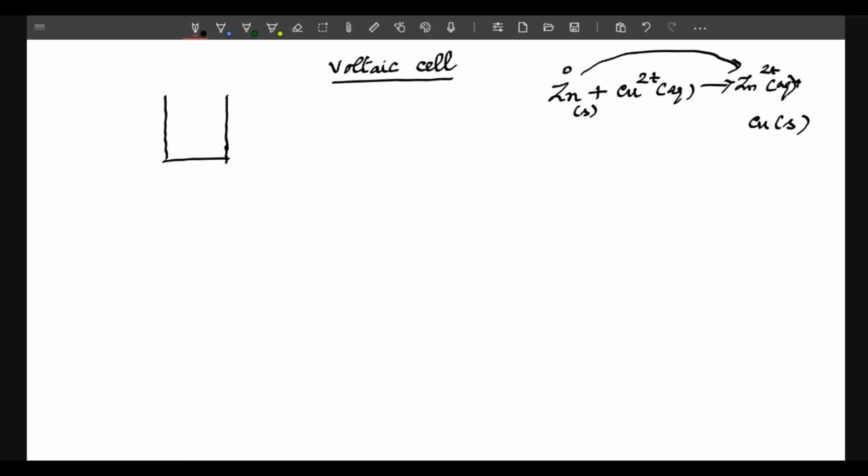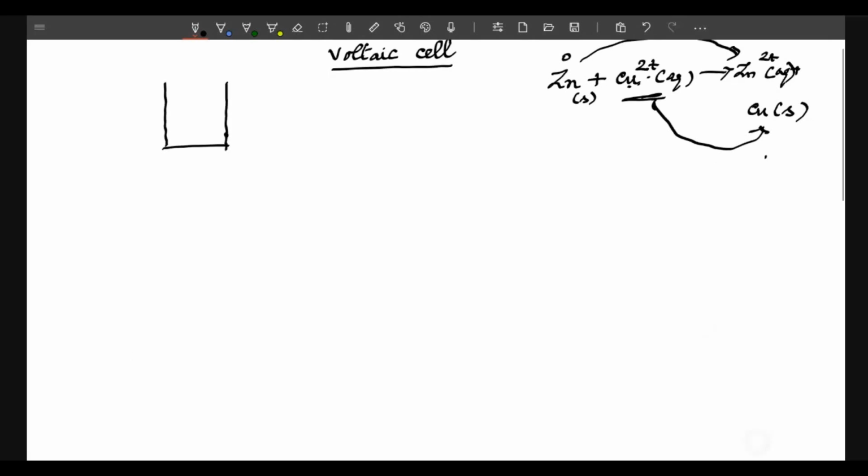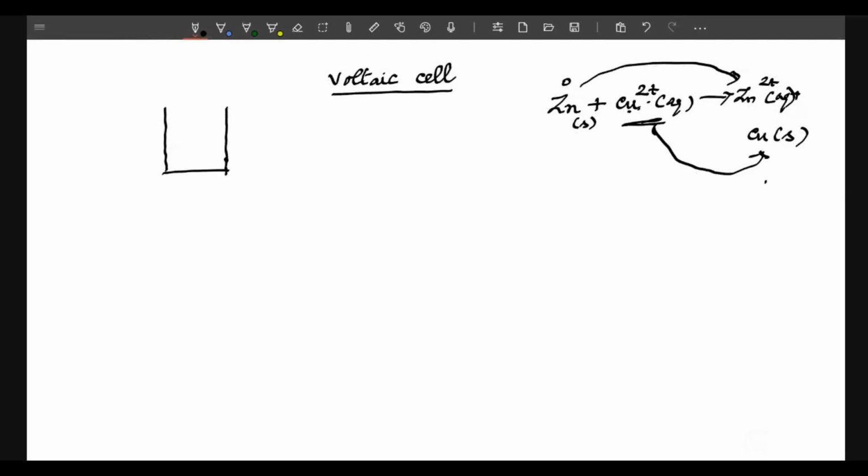It gives out the electron. Therefore, zinc is the reducing agent. Here, which is the oxidizing agent? The copper 2+, which is accepting electrons. Copper 2+ is accepting the electrons and is converted into copper. Therefore, it is undergoing a reduction. This species is undergoing a reduction, and it is called the oxidizing agent. Copper 2+ is the oxidizing agent.